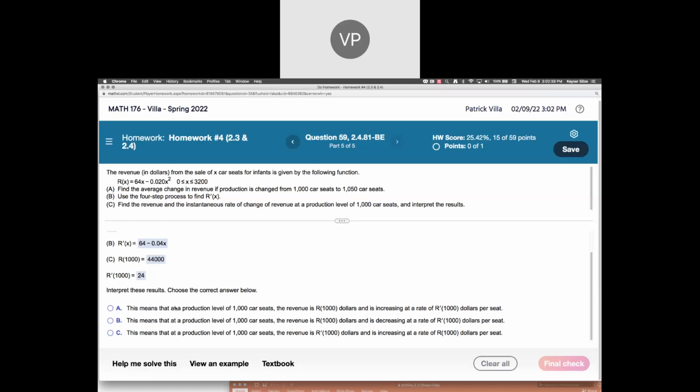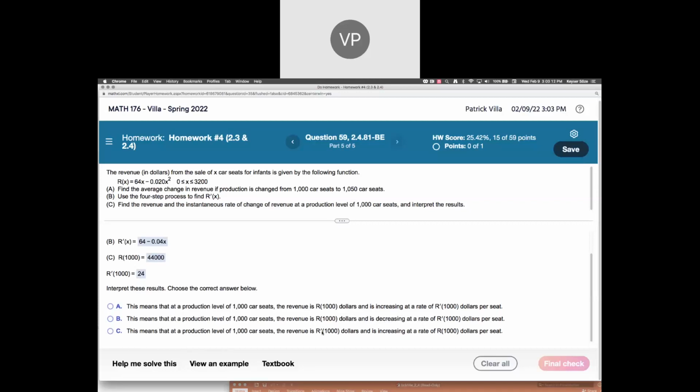So that first one sounds good. This one is 1,000 car seats making this many dollars, which is always true, and it's decreasing at that rate. Well, if this value that we had right here for R prime is decreasing, that means production's going down, revenue's going down. But it's not a negative, it's a positive 24. So remember, this is telling you the slope at that exact moment of 1,000, it's going up at a rate of 24. The last one is production level 1,000 car seats, the revenue is R prime.